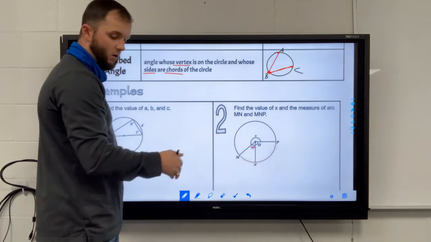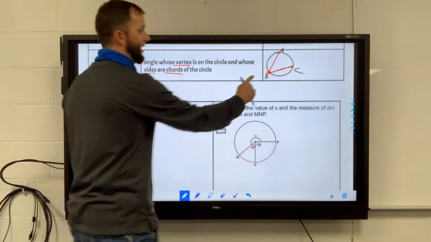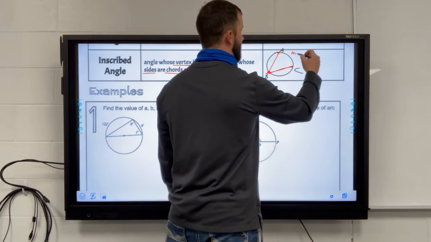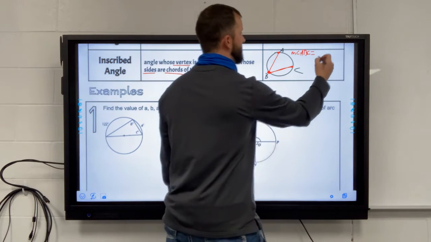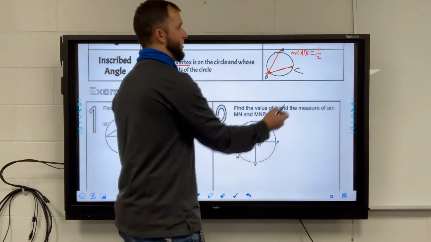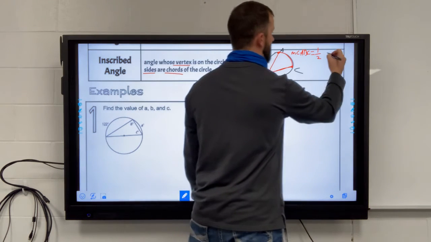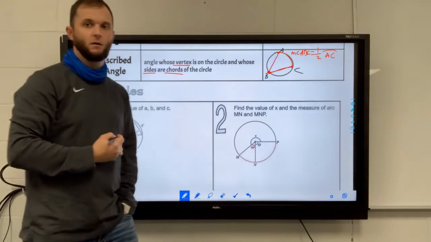And so right now, if I'm going to talk about an inscribed angle, there's a special way I can actually find this angle. So right now, the measure of angle ABC is going to be equal to 1/2 of the intercepted arc. So in this instance, my intercepted arc is going to be arc AC. So I'm going to take 1/2 of arc AC, okay?